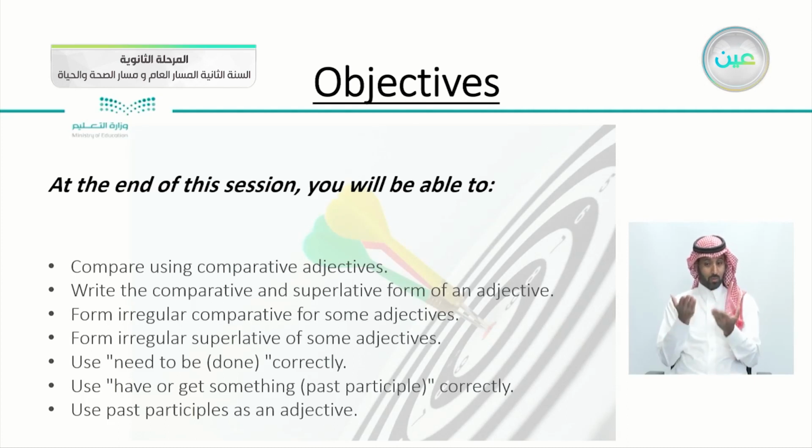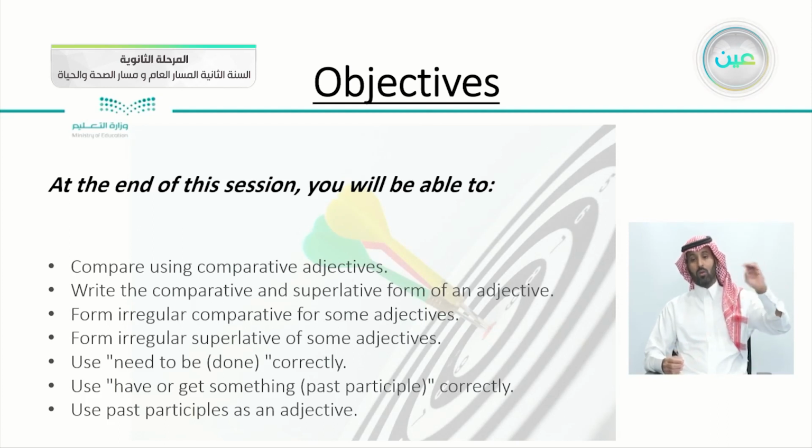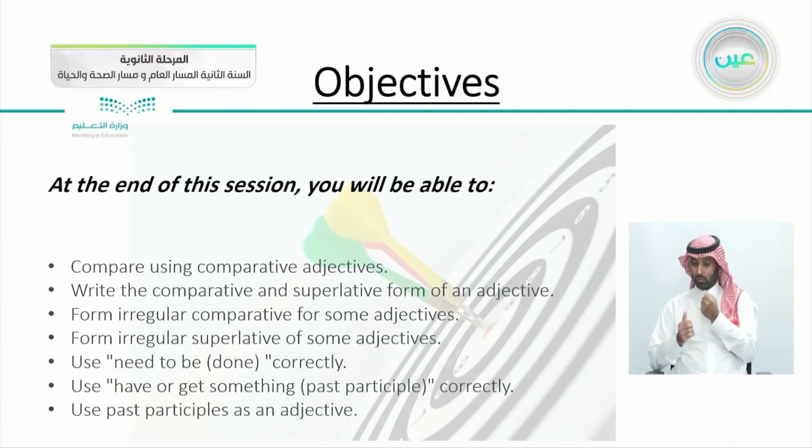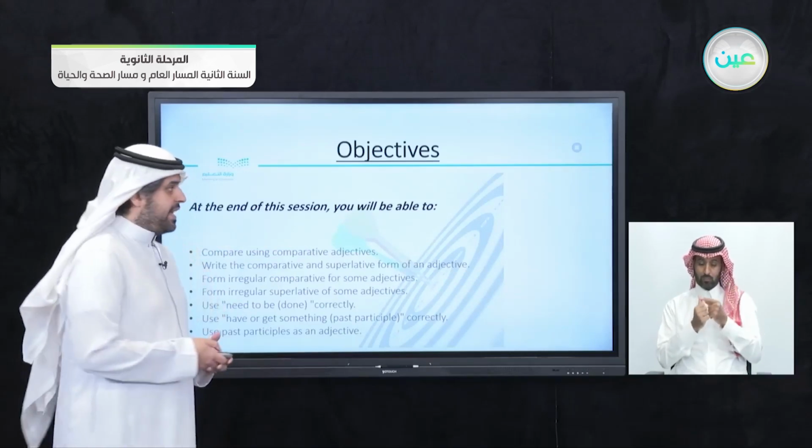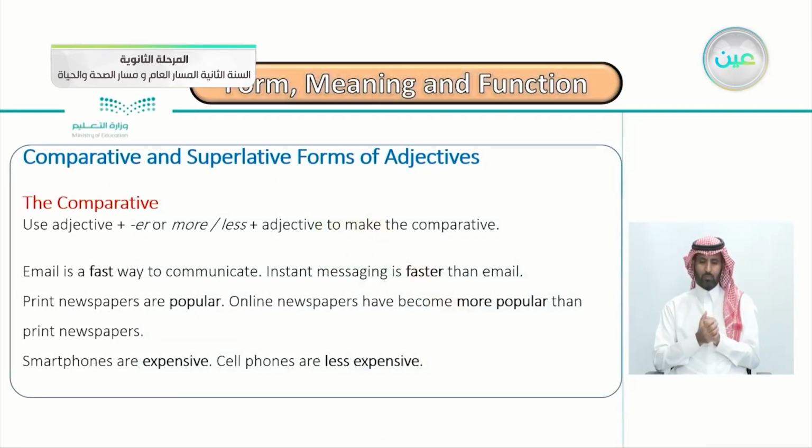Use need to be done correctly. And use have or get something plus the past participle correctly. Use past participles as adjectives. So we're beginning here in the form, meaning, function. We're beginning with the comparative and superlative forms of adjectives. Let's read together and study here.